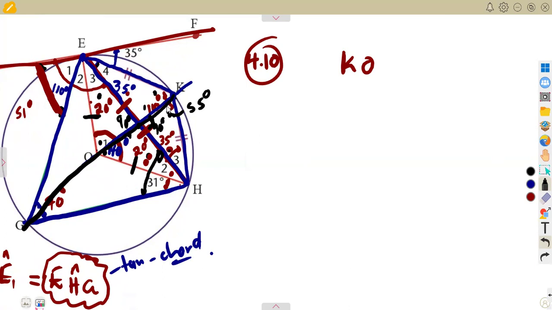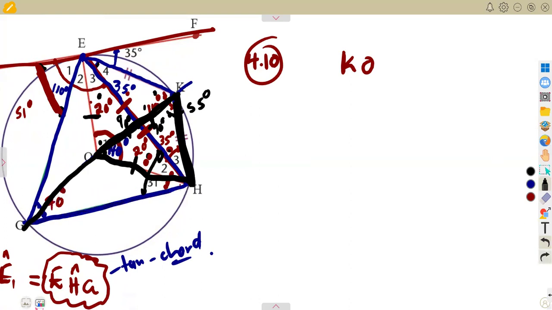It is going to be like this. KH here, which is this chord, subtends the angle at the center, which is now 70 degrees. Remember, it was 140. Now it divided, so it's going to be 70. It also must subtend an angle at the circumference at G, which is half of the 70. So if that is 70, divide by 2, that will be 35 degrees.